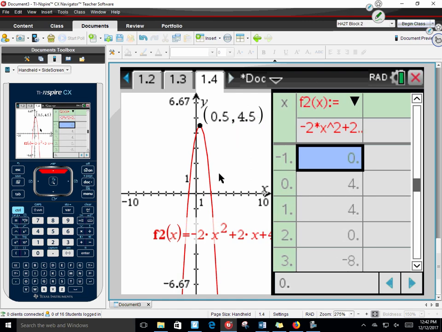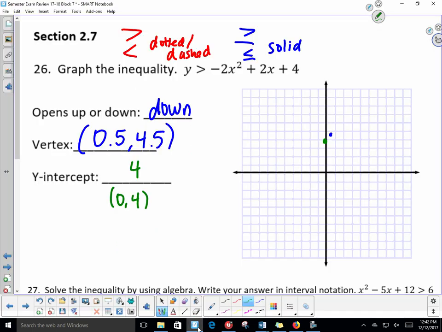So again, I want to just plot the ones that will fit. So negative 2, negative 8, negative 1, 0. We already have 0, 4. Now we'll have 1, 4, and 2, 0. So take a second, plot a couple of those. And again, you can use that idea of symmetry to help you figure out where the other ones will be.